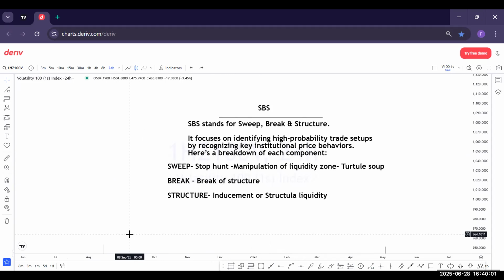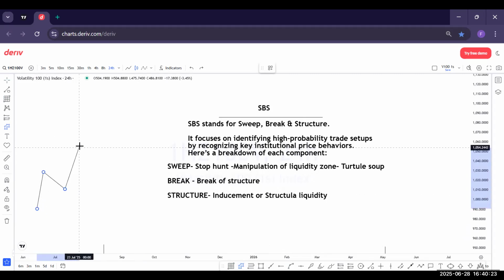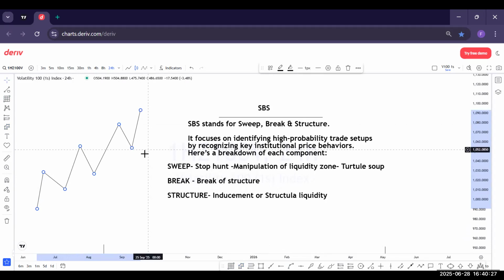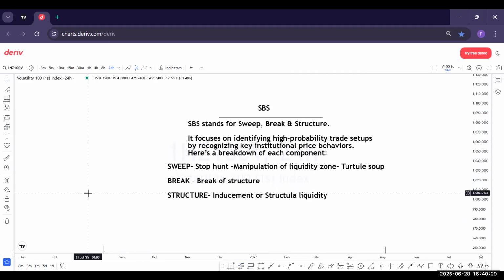Now, after the sweep, you look at a break of structure or a change of character. That confirms institutional intent, because your goal is to trade like the institution or the smart trader. It shows the real direction of the market, right? You see price breaking structure to the upward side, and this tells you that it is moving in the upward direction.